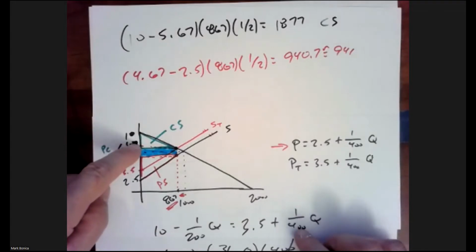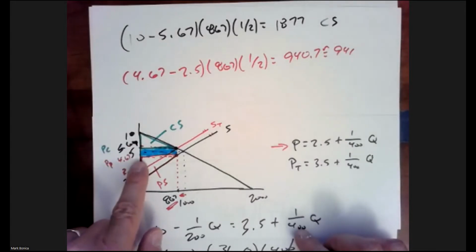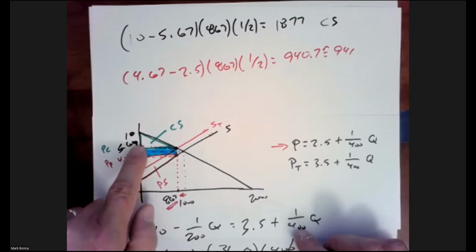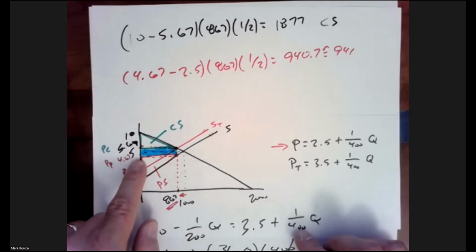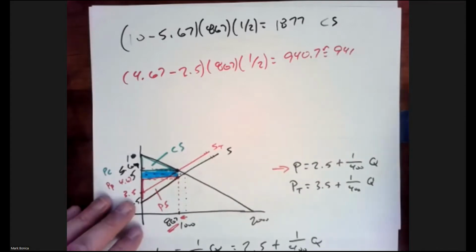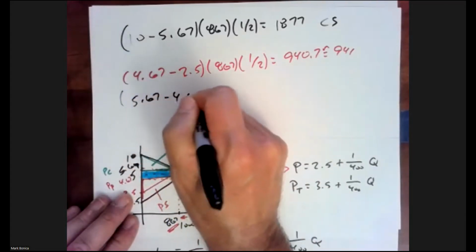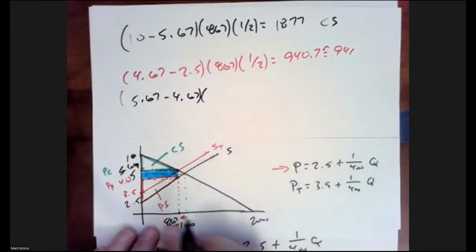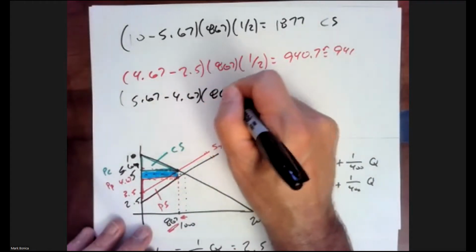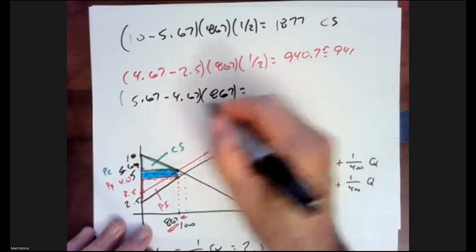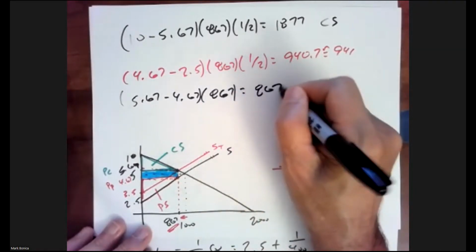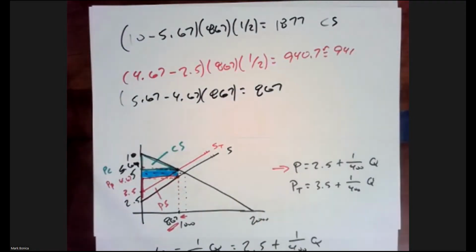So it's this rectangle. The top of the rectangle is 5.67. The bottom of the rectangle is 4.67. So the difference, it's one high, 5.67 minus 4.67. And then it is 867 wide. So that's 1 times 867, which is 867. All right. And then the last question is going to be, what about the deadweight loss?